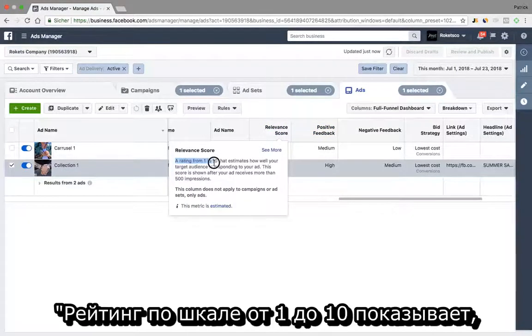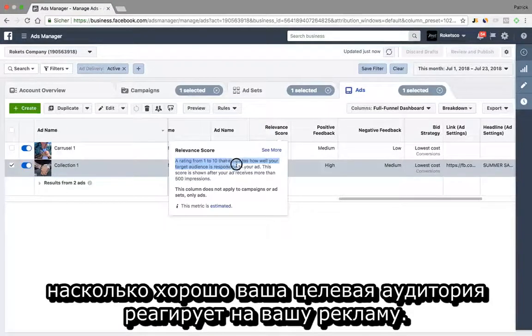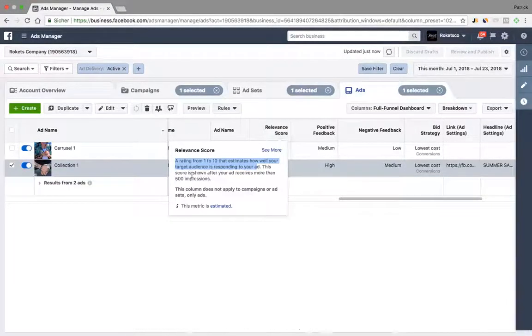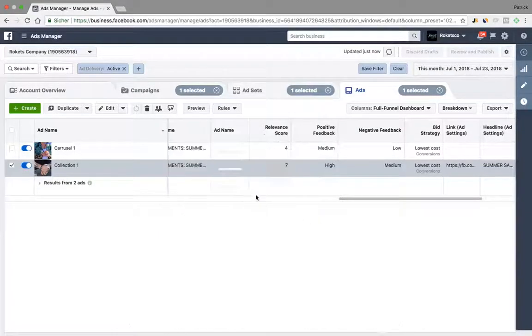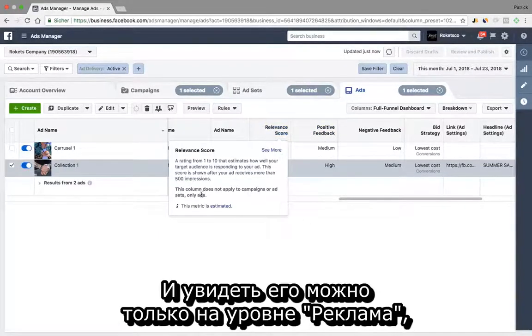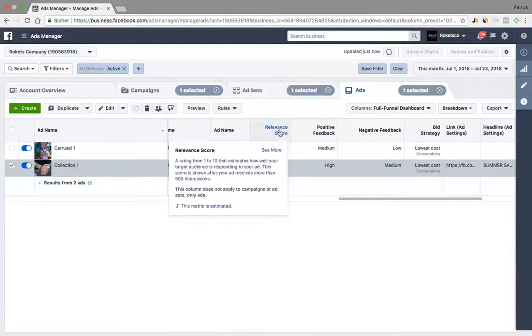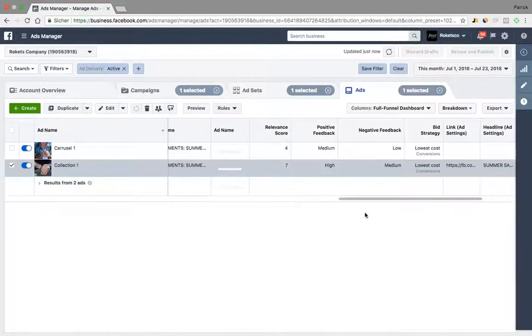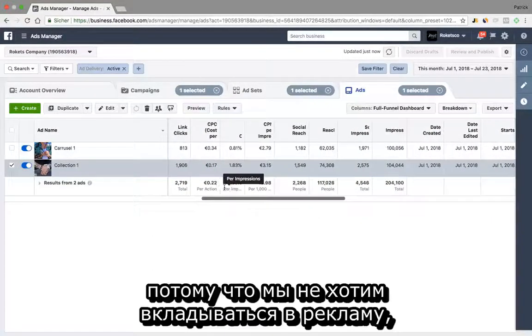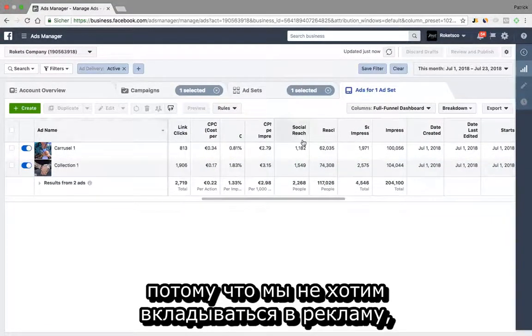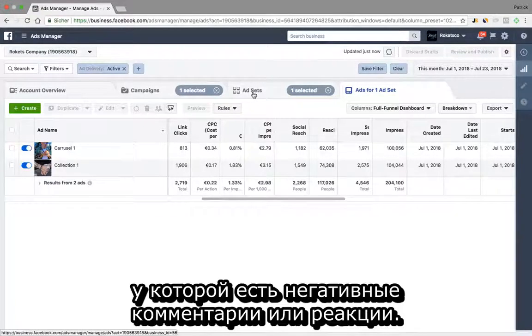So it's a rating from 1 to 10 that estimates how well your target audience is responding to your ad. This score is shown after you receive more than 500 impressions, okay, and it only appears on ad level, not on ad set level. So guys, this was of course a very important topic, because we do not want to invest money in ads that below have negative comments or negative reactions.